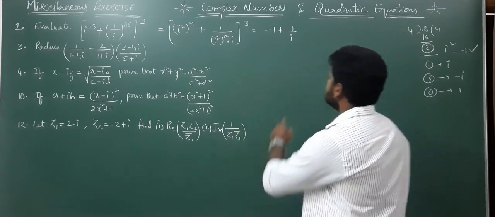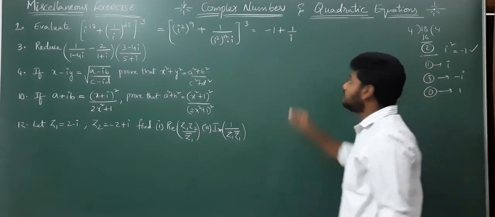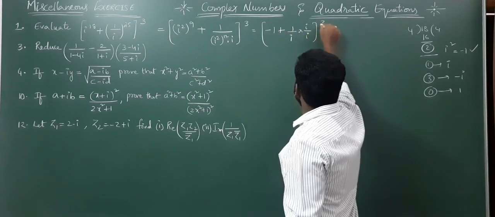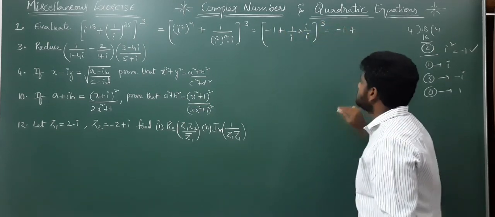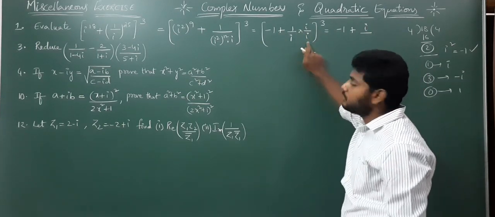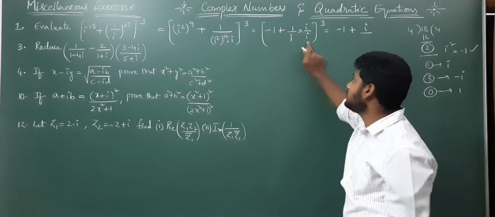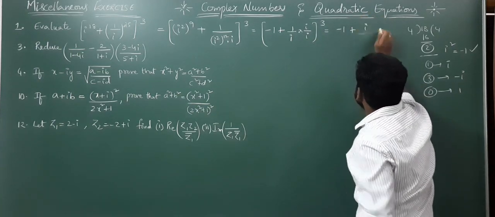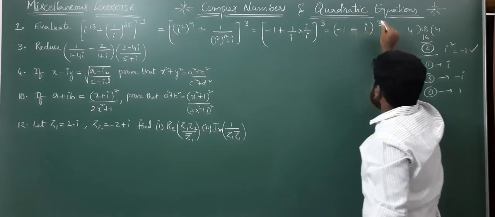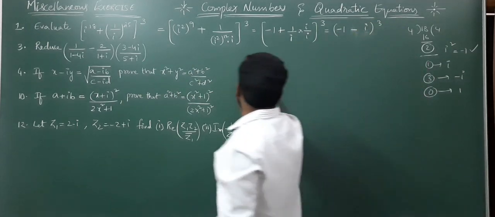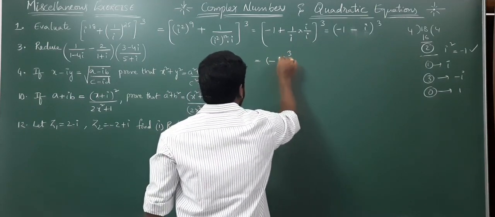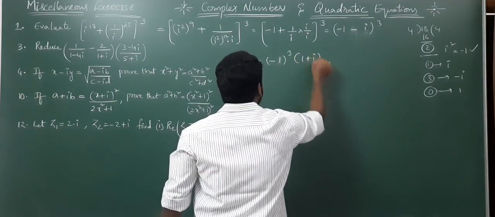But as we know, i should not be in the denominator, so what do we need to do? Rationalize by multiplying by i. So this will be (minus 1 plus i into i, which is i, divided by i into i square) whole cube. What was the value of i square? It is minus 1. So that becomes (minus 1 minus i) whole cube.